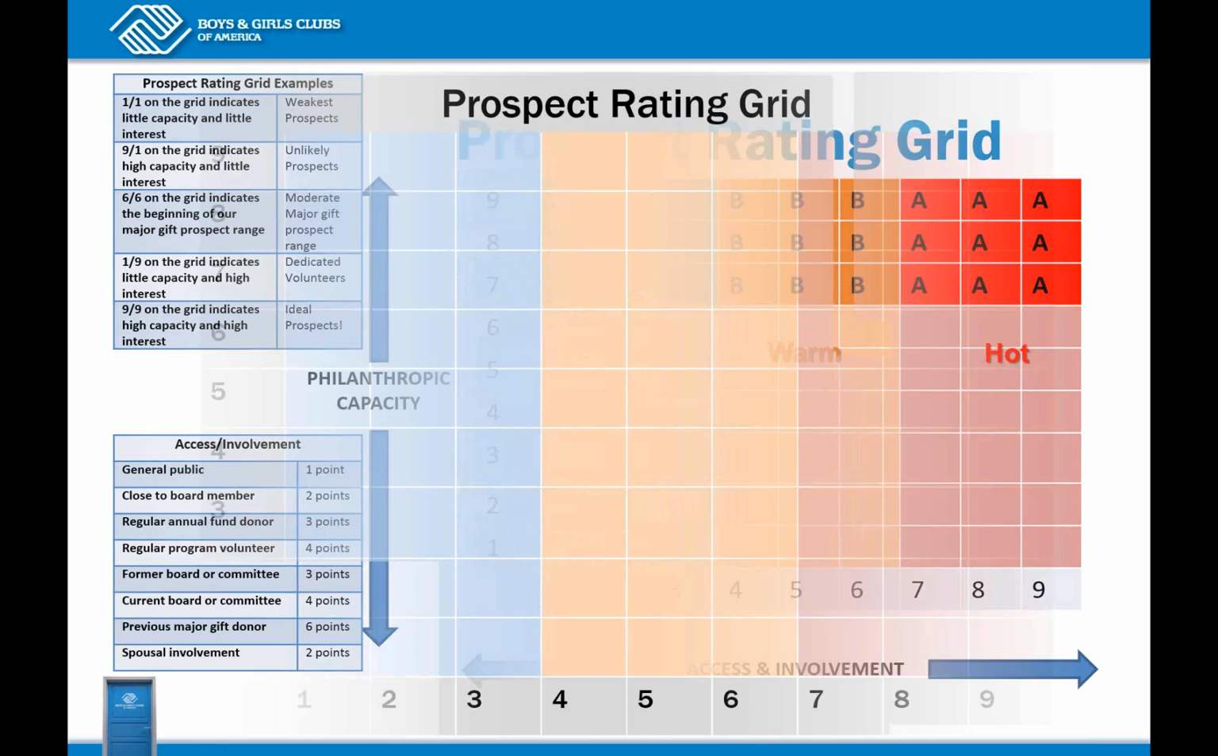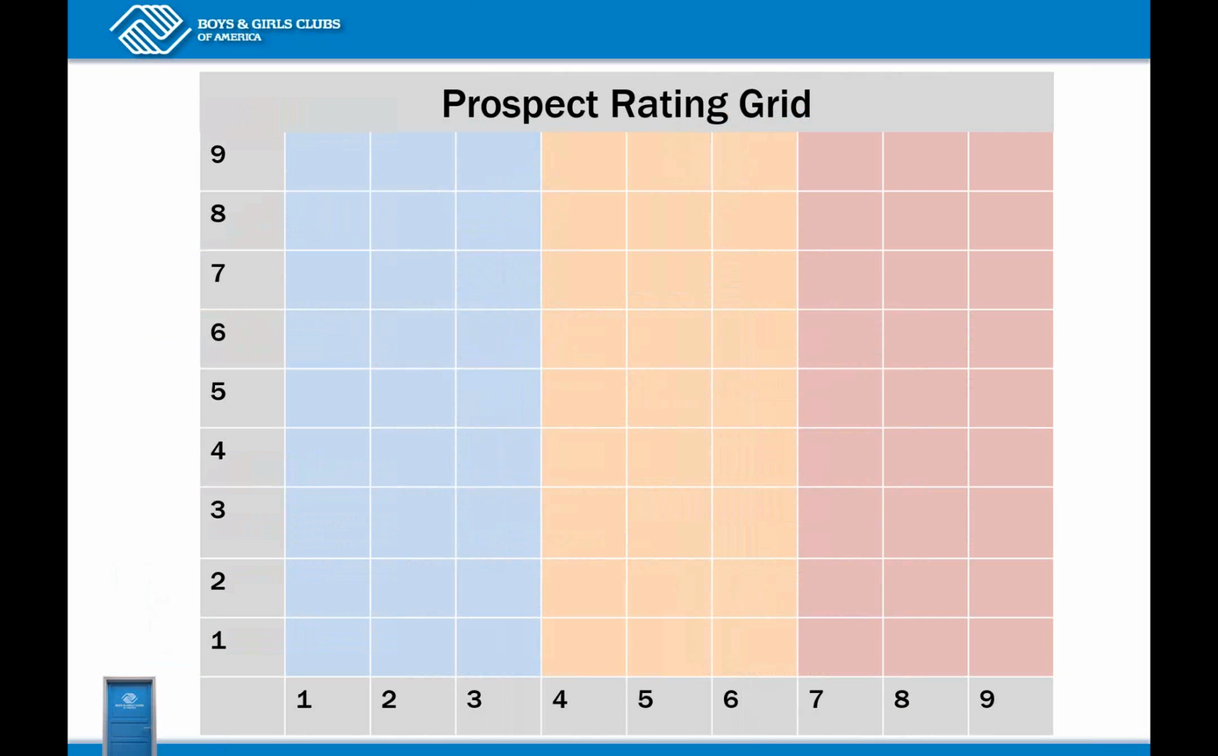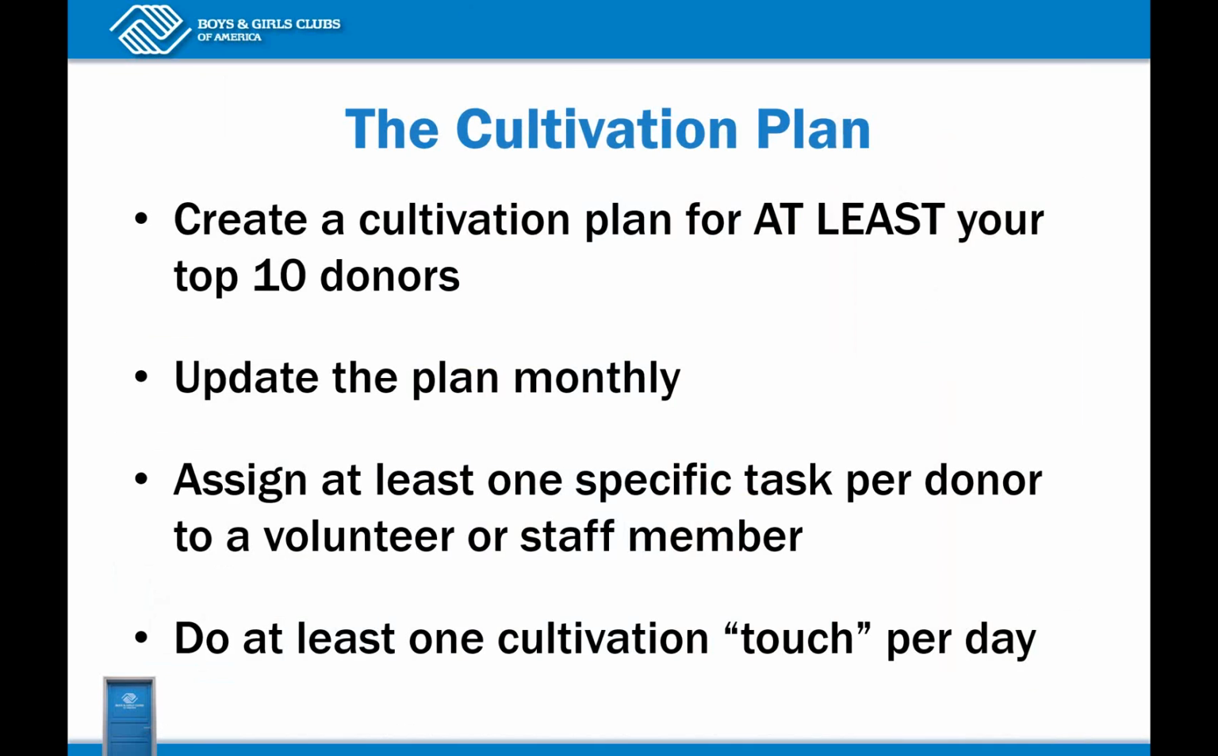This next slide is just a blank version so that you'll have it for your files. And now we're going to talk a little bit about developing a cultivation plan. There's a cultivation plan that'll be attached in the downloads, and here's some advice for you. If you're a president or CEO, you need to do a cultivation plan for at least your top 10 donors. If you're an RD person, you can handle quite a few more than that, maybe your top 25 or 50. Update the plan monthly. That's really important because things are going to change, as we discussed, the longer that you're spending time cultivating these people.